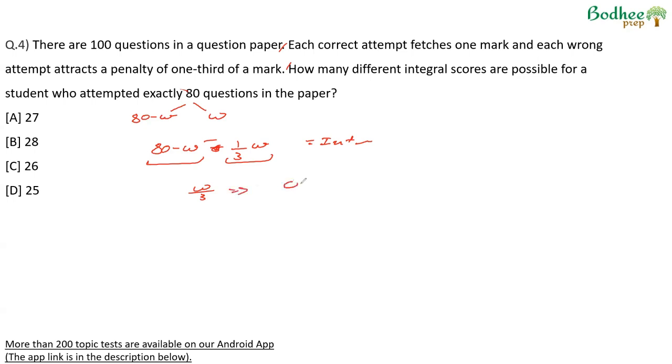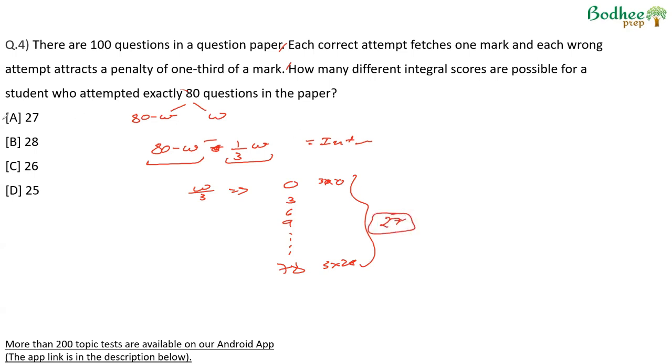The minimum value that W can take is 0. The next value W can take is 3. Then 6, then 9, and this can go up. The maximum value W can take will be less than 80 and a multiple of 3, which is 78. So it starts from 3 into 0, goes up to 3 into 26. So the number of values W can take is 27.